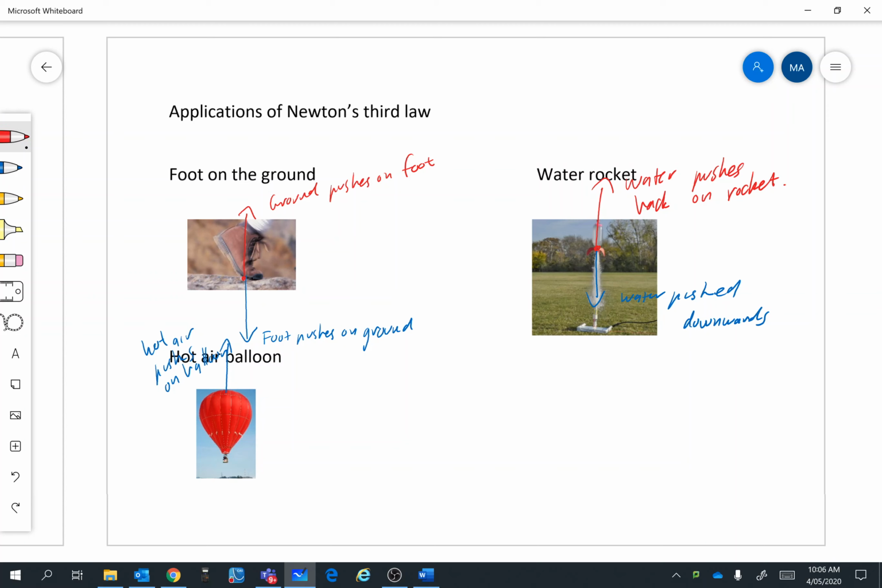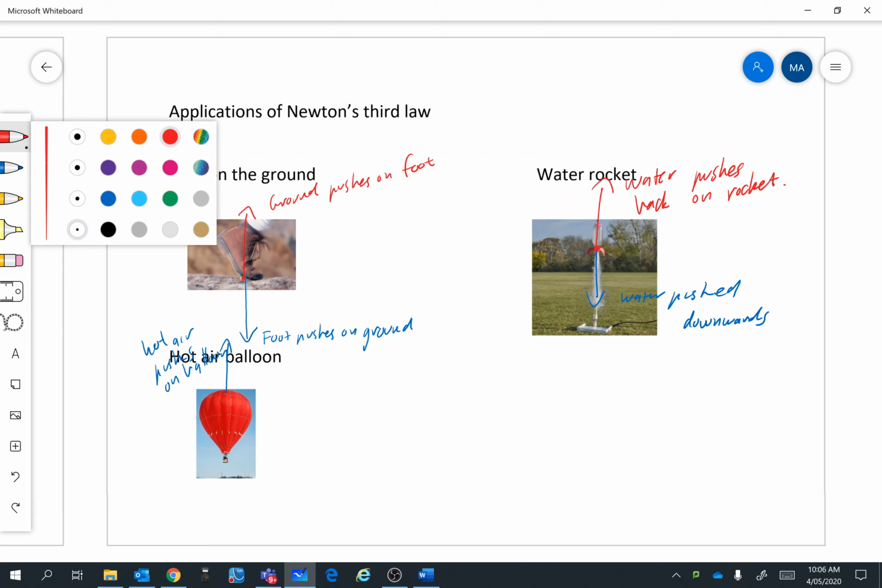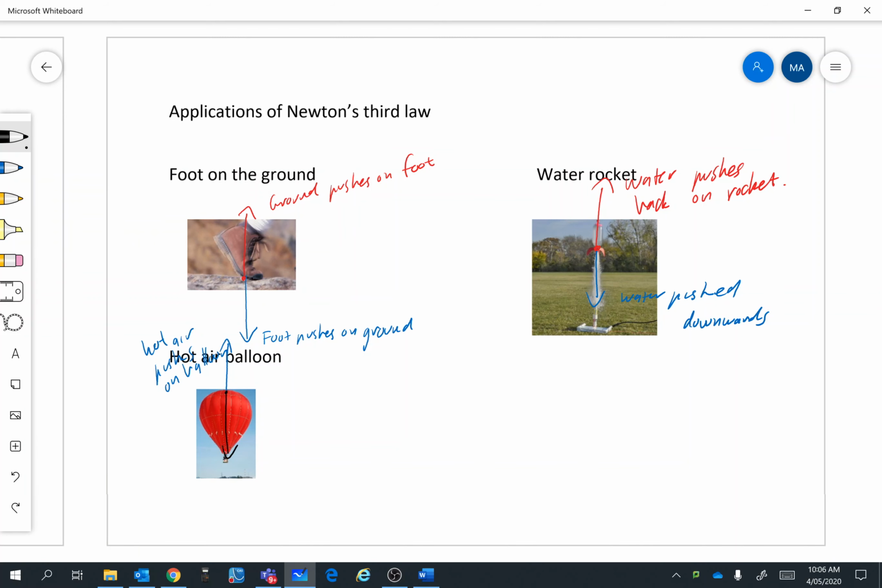And as a reaction force to this, actually I might change it to a black colour here so we can see it against the red balloon. The balloon pushes on that air. So identifying action and reaction forces is usually relatively simple. I just want to go through one more with you guys that's not on this page.